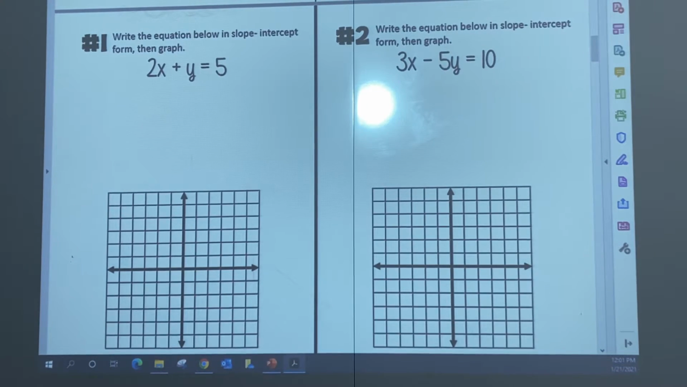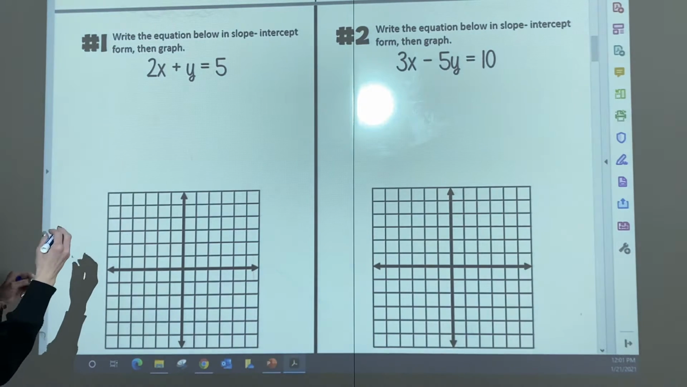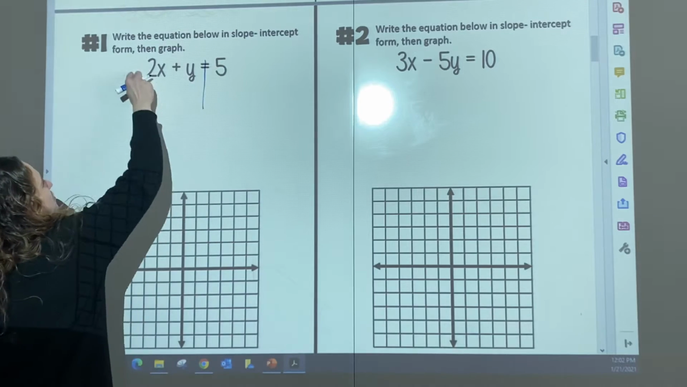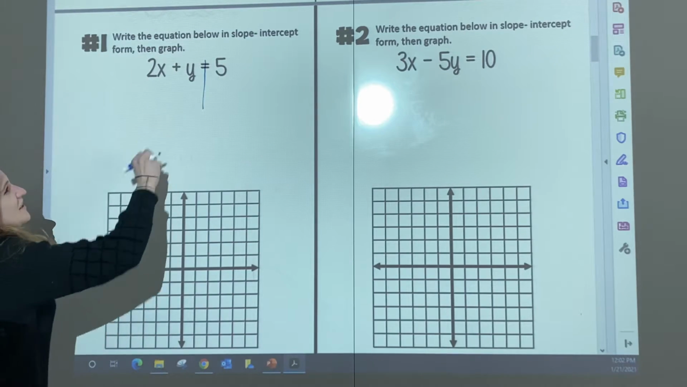Today we're going to be looking at solving for y and then graphing it given a graph. So right now it's given to us in standard form. What we're going to want to do is get y by itself. So the first thing we need to move is this 2x because we want this y completely by itself.